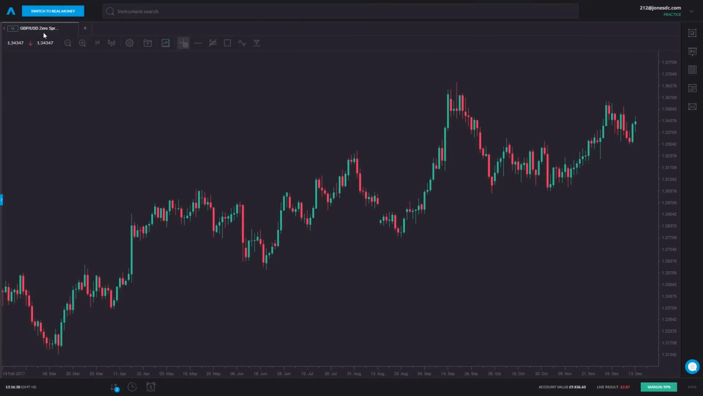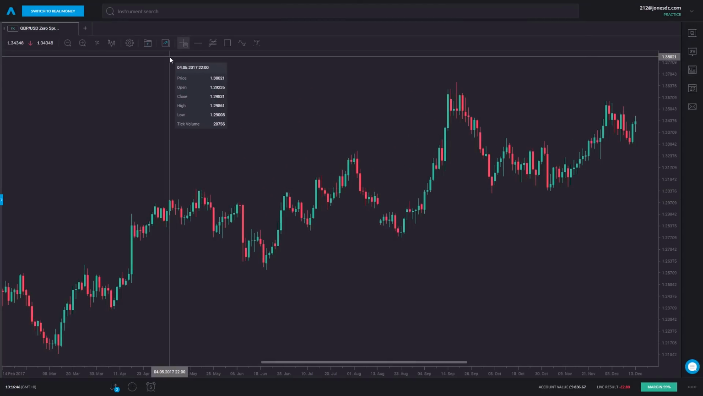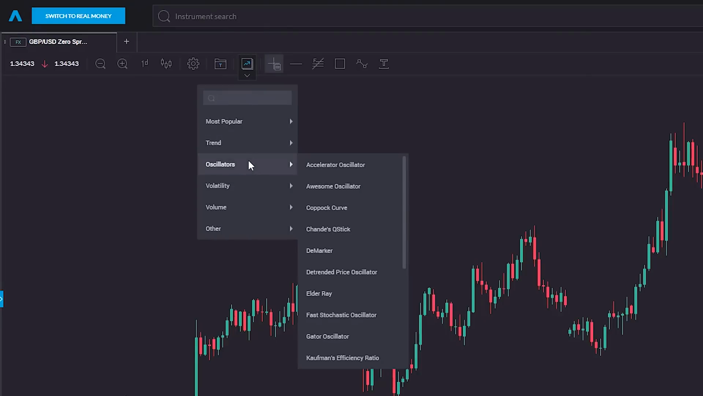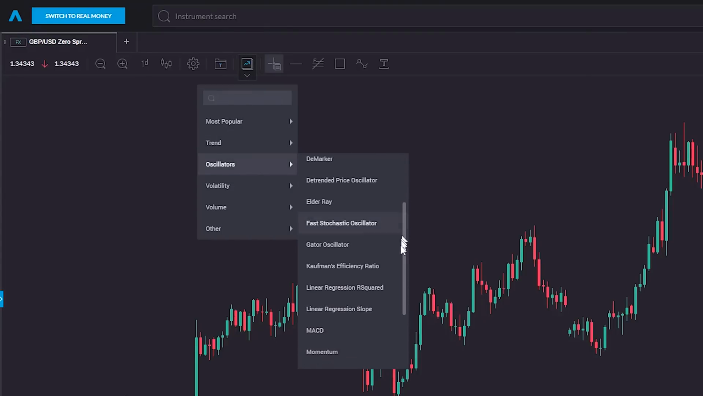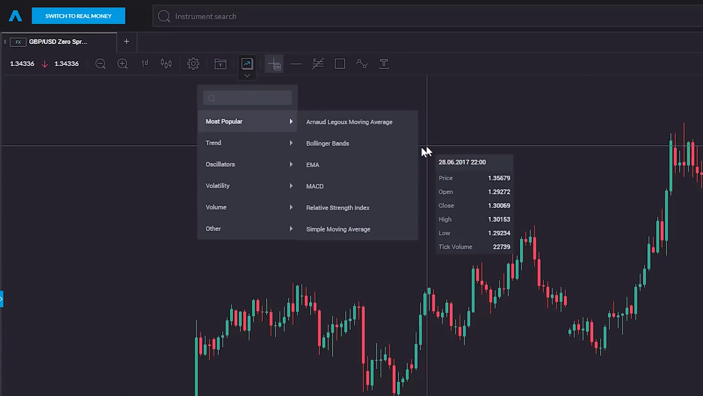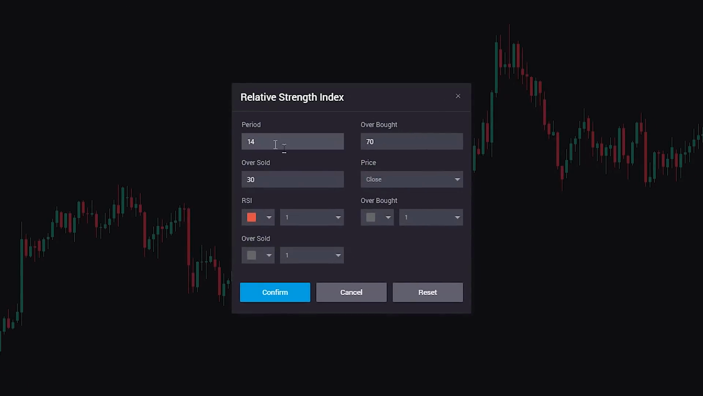We've got pound US dollar, zero spread, daily candlestick. Each candlestick represents a day's worth of trading, nothing else on the chart. Let's add our RSI. We access the RSI from the indicators tab up here. We can click down, choose oscillators, scroll down and pick Relative Strength Index, but it's also in the most popular because it is one of the most popular. Click on Relative Strength Index. Here we go. It defaults to the textbook version, 14-day RSI.